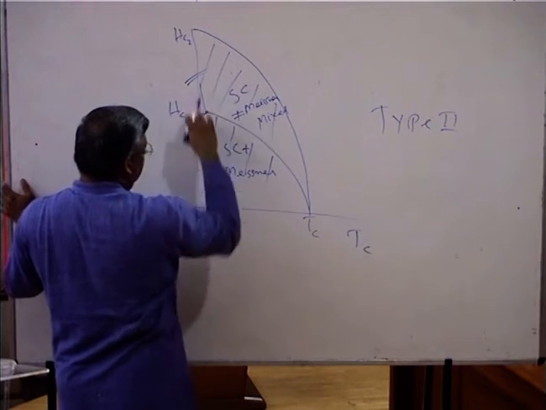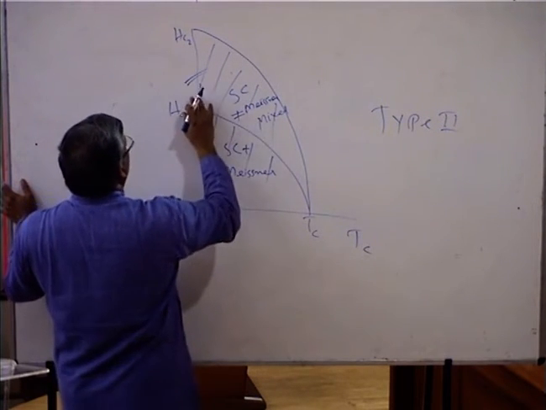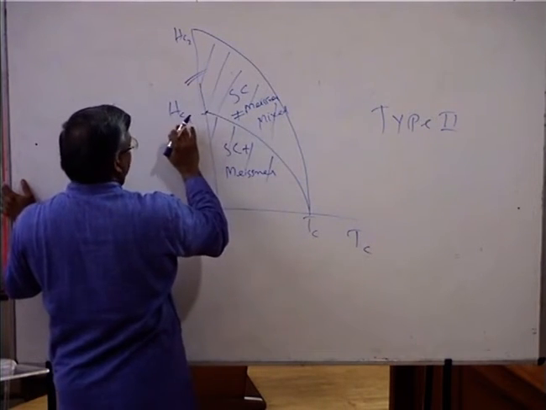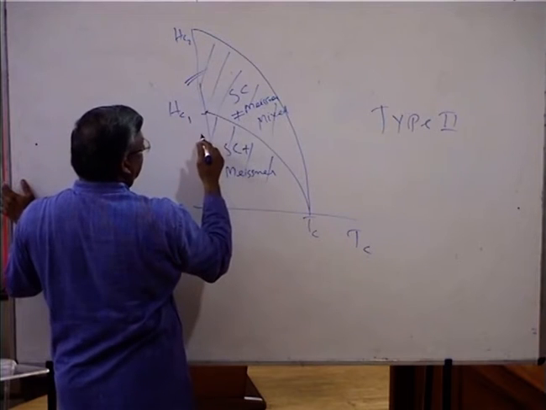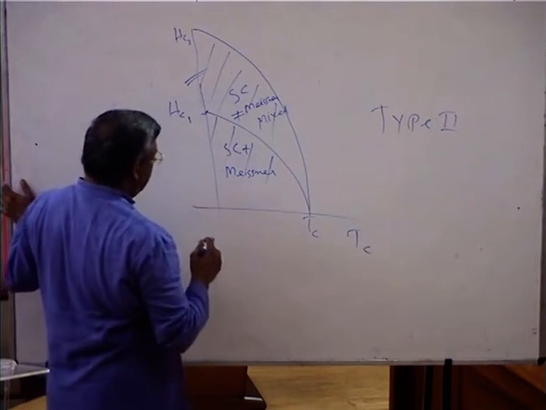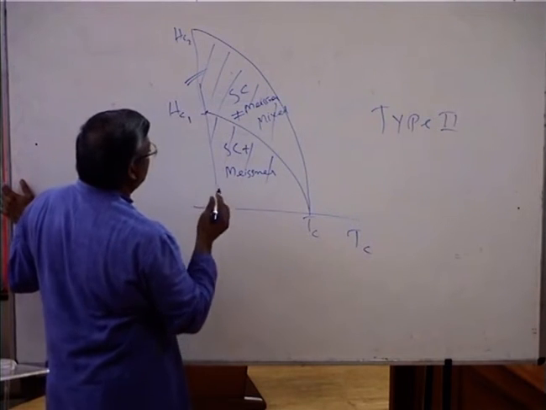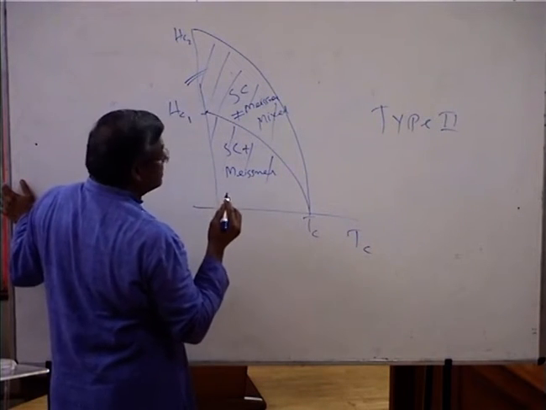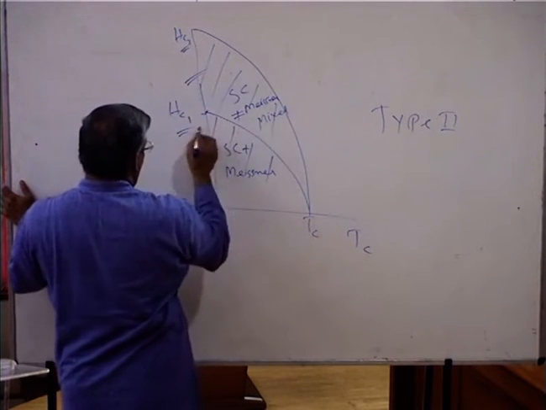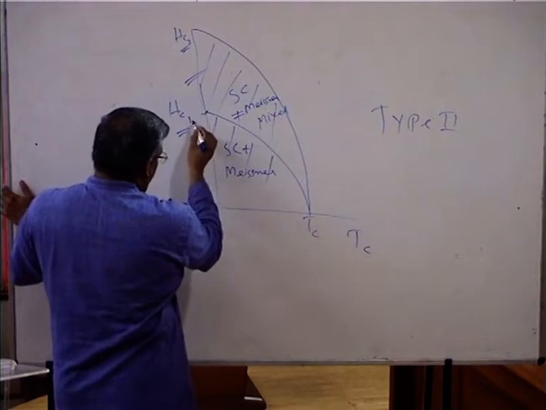I just break the axis here. I will tell you the reason: HC2 will be at least 1,000 times above this HC1. Therefore, I'm not drawing this graph according to scale. That's why I break it. But more importantly, what we find here is an interesting type of material which will have two critical fields.